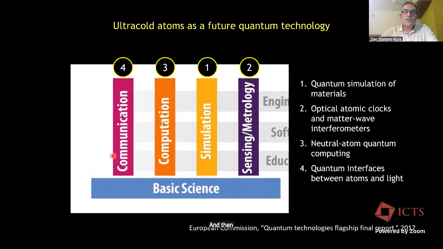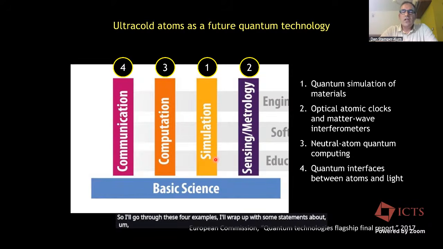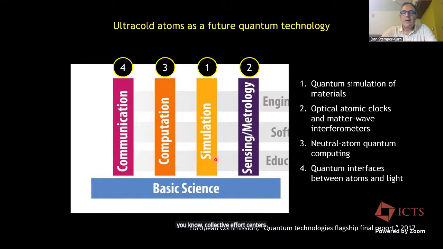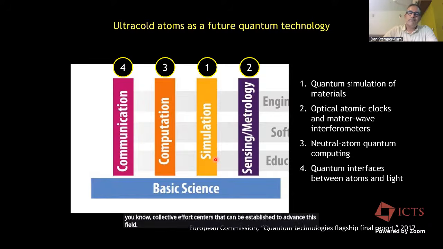And then also the basis of quantum communication, how to send information secretly from one place to another, or with high efficiency from one place to another. And so cold atoms can play a role really in all these directions of quantum information science. So I'll go through these 4 examples. I'll wrap up with some statements about collective effort centers that can be established to advance this field.